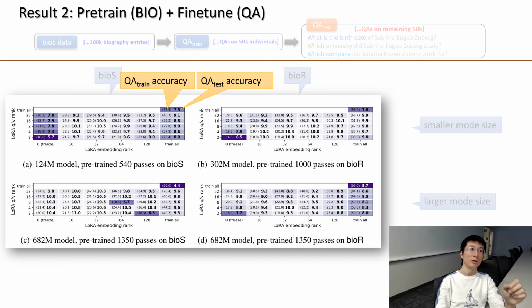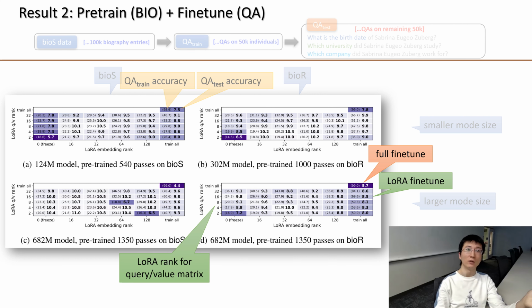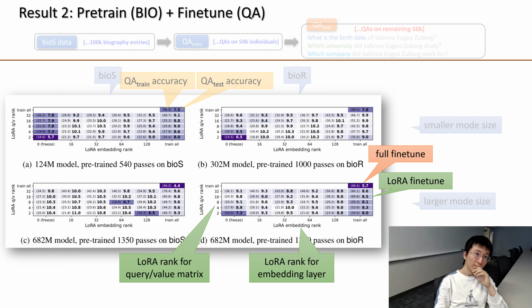So let me read this with you. In each cell, there are two numbers. The first number is the QA train accuracy, which is the accuracy of the QA during the training. And the second number is what we care about, the QA test accuracy. So we see that no matter how you do fine-tuning, you can use full fine-tuning, in which case the performance is pretty bad. The training accuracy can go to nearly 100, but the test accuracy is only like 7%. And you can also do LoRA fine-tuning with respect to all kinds of LoRA parameters, but all of them just give you very bad test accuracy, no more than 10.5% during testing. So this is what we found out.